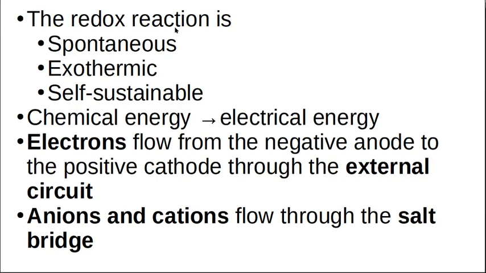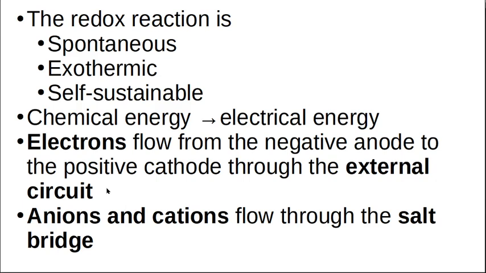So the redox reaction in a galvanic or voltaic cell is spontaneous. It happens by itself. It releases energy. It's exothermic, and it just keeps going on its own. It is self-sustainable. The energy change is chemical energy to electrical energy, and electrons go from the negative anode to the positive cathode through the external circuit.